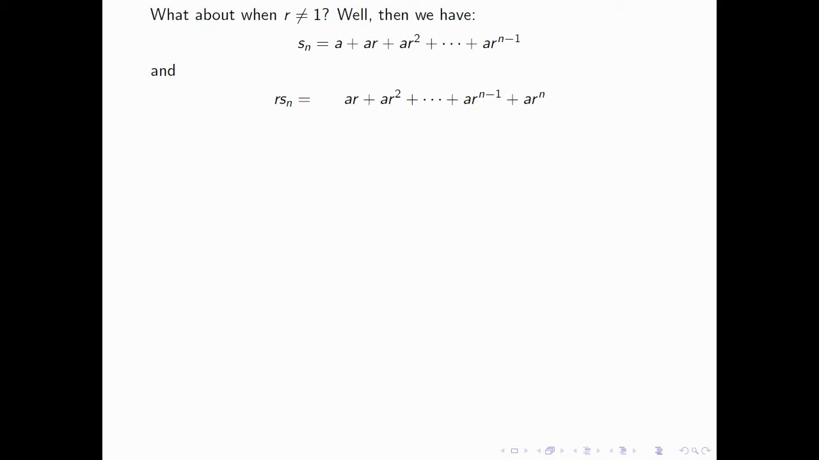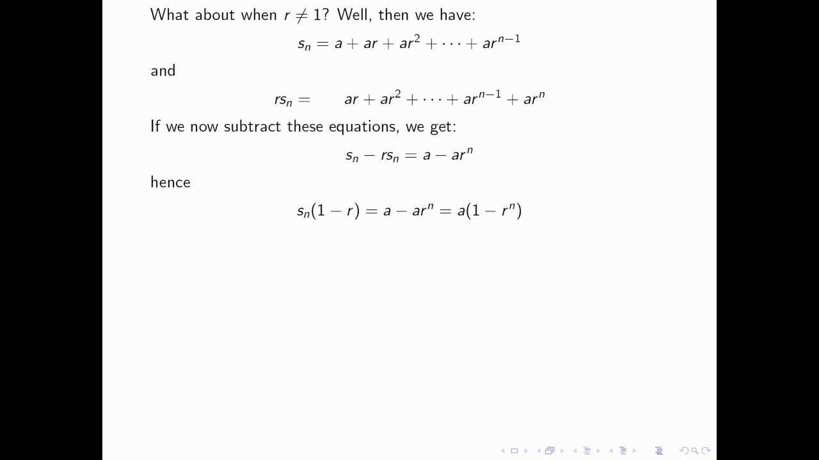All right. What we're going to do now is subtract the one from the other, and we get Sn minus r times Sn is a minus a times r to the n. And now I can factorize the Sn on the one side and the a on the other side. And I get Sn times 1 minus r is a times 1 minus r to the n, which means Sn is a divided by 1 minus r, times 1 minus r to the n.